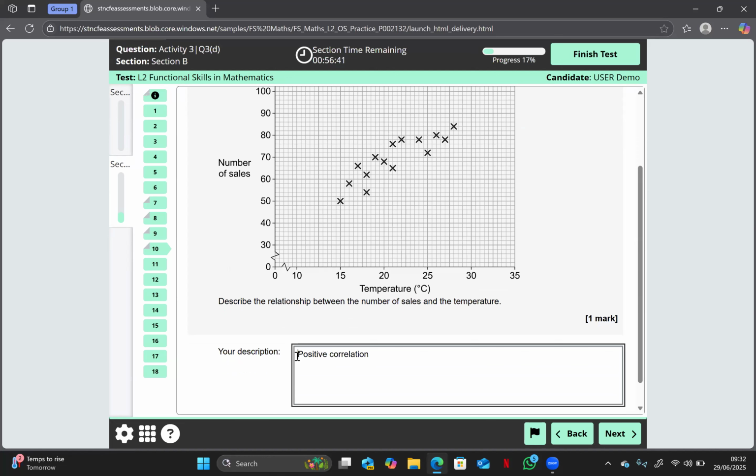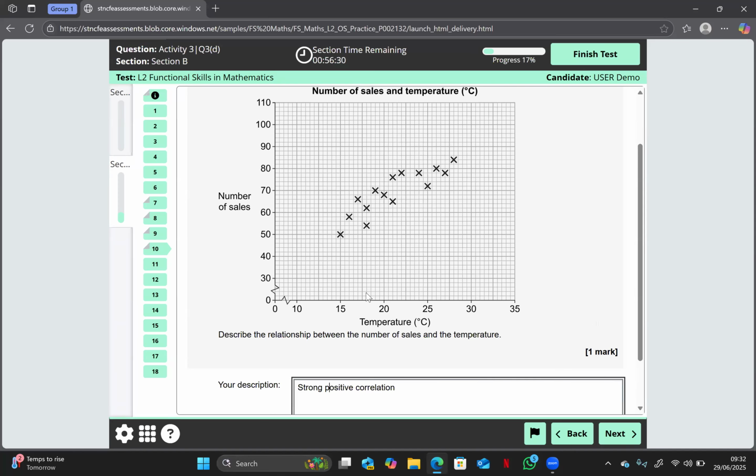We know that because when the graph tends to go like this, we can see that all the points are quite close to this line, and it's going from left to right upwards diagonally. This shows a strong positive correlation between the number of sales and the temperature.